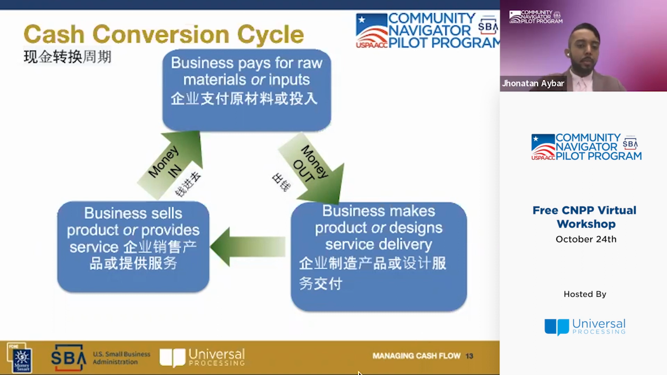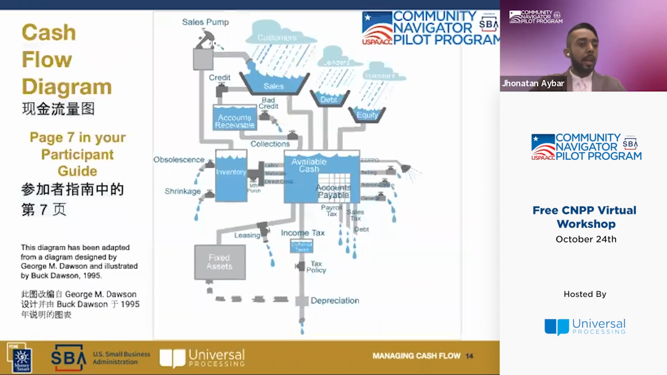And we will review briefly another diagram that will have a broader perspective. Let's dive into the cash flow diagram. And this is super important that we carefully review this diagram. And as you can see, the sales pump is at the top left corner. And you have basically a current of the money that comes in from customers through sales.